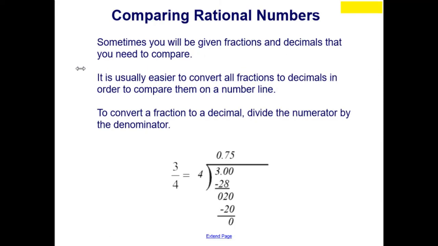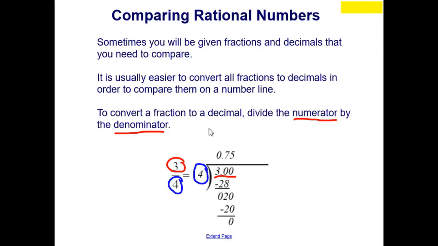Sometimes you will be given fractions and decimals that you need to compare. It's usually easier to convert all fractions to decimals in order to compare them on a number line. To convert a fraction to a decimal, we divide the numerator by the denominator. So in this case, we have a numerator of 3 and a denominator of 4, so we're dividing 3 by 4.